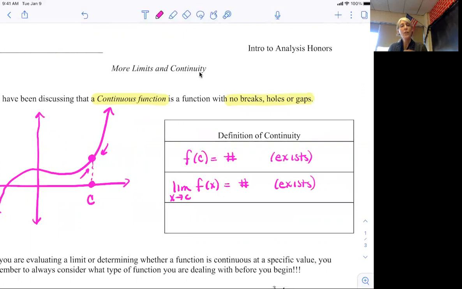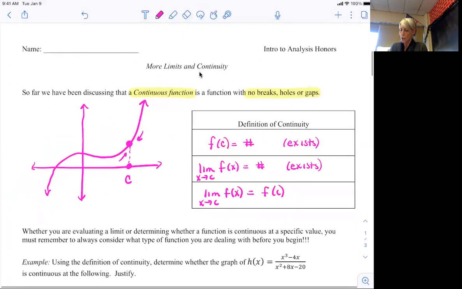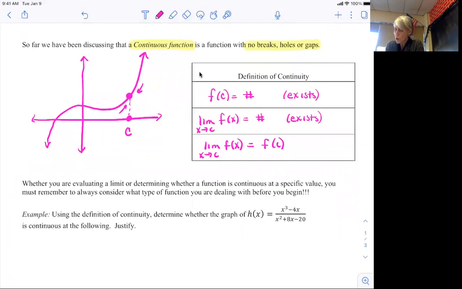And depending on what the function is, we may need to evaluate one-sided limits. So we have to be careful at that step. And the last thing we do is match them up. If the two numbers match, then our function is continuous. Whether you are evaluating a limit or determining whether a function is continuous at a specific value, always consider what type of function you're dealing with before you begin your problem. Think about the behavior of that function.